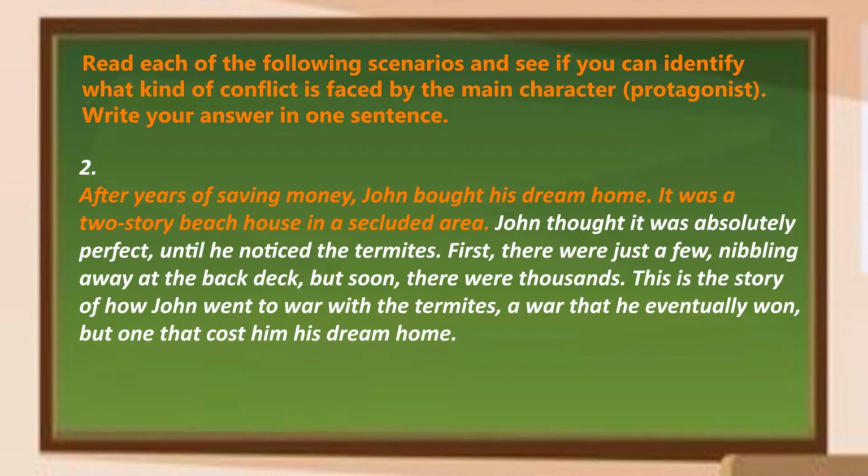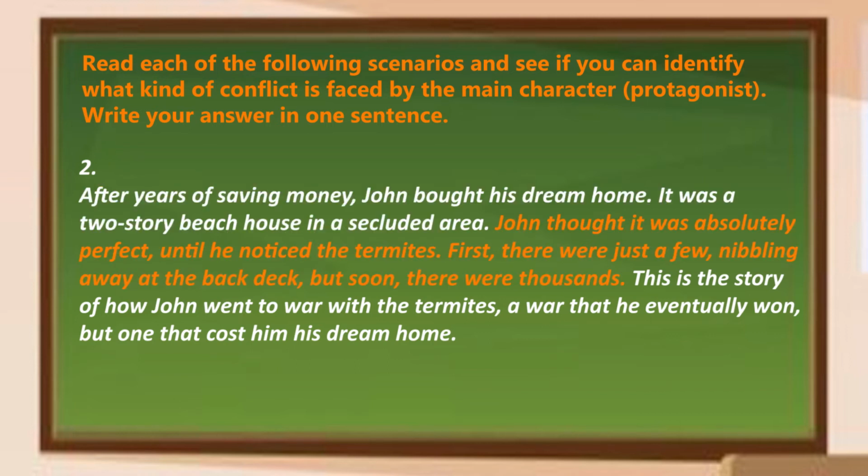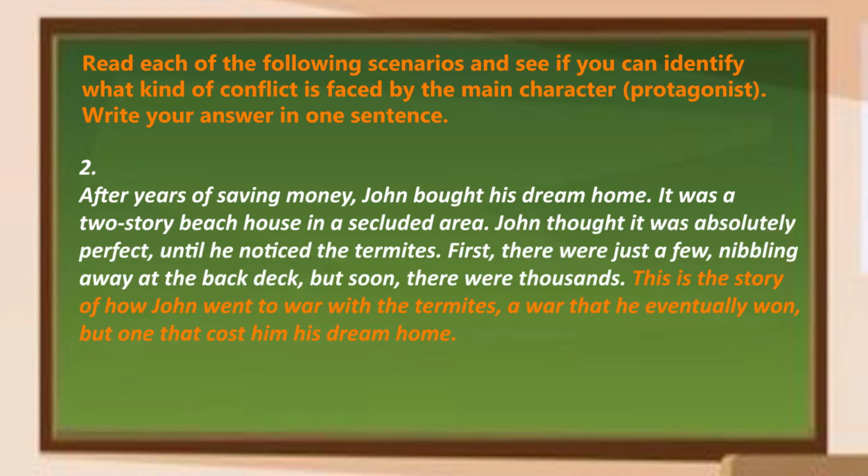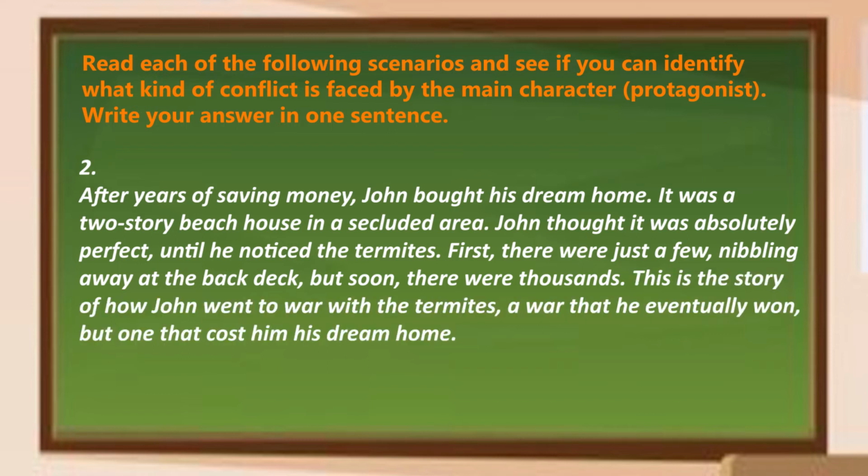Scenario 2. After years of saving money, John bought his dream home. It was a 2-story beach house in a secluded area. John thought it was absolutely perfect until he noticed the termites. First, there were just a few nibbling away at the back deck, but soon there were thousands. This is the story of how John went to war with the termites, a war that he eventually won, but one that cost him his dream home. Now, John is caught up in which type of conflict? External or internal? What is your answer?